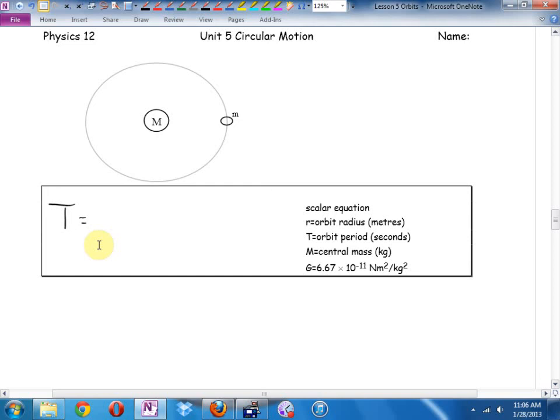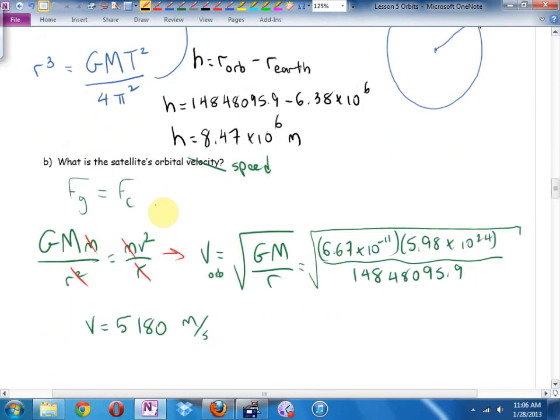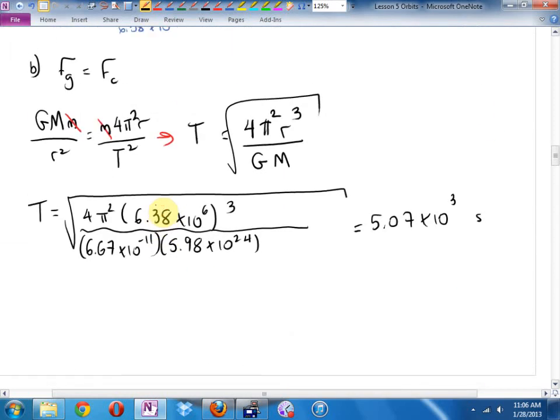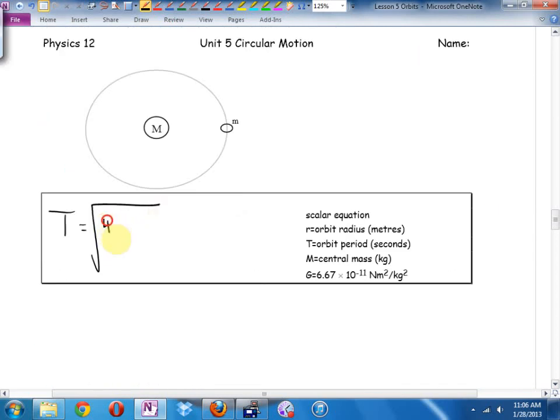Speaking of, we just said the equation for the period was, what did we say it was? 4 pi squared r cubed over big G, square root of... Should you memorize this equation? Nope. Start out with Fg equals Fc, and you can find what you need to.